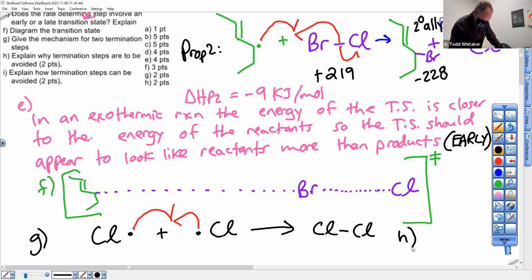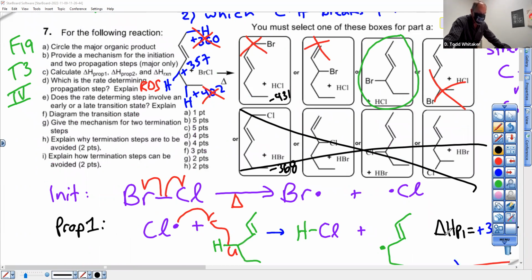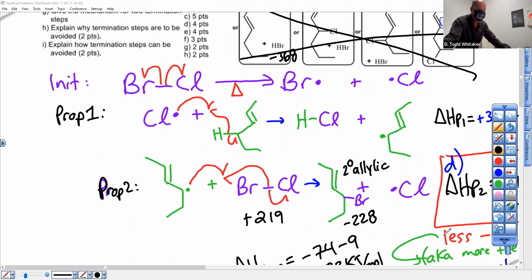Which propagation step required chlorine radical? Go back, it wasn't prop 2 because I don't see it. Which propagation step requires chlorine radical?